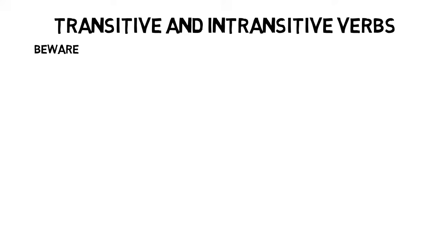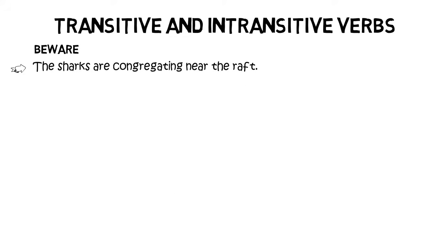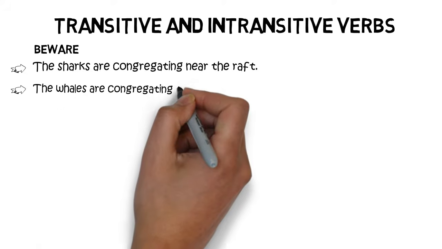So here's something to be aware of. Look at the first example. The sharks are congregating near the raft. So this is an example of an intransitive verb. The sharks aren't actually congregating anything. They're just congregating themselves. So the action only involves the subject, the sharks. It's an intransitive verb.